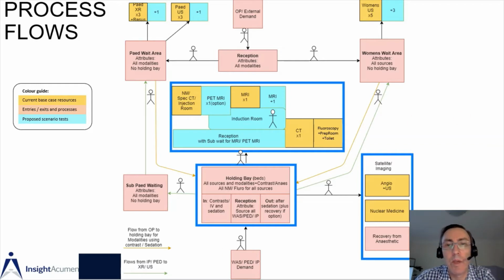So the summary here is that the current state is orange plus pink, and future state is orange plus pink plus blue sections.